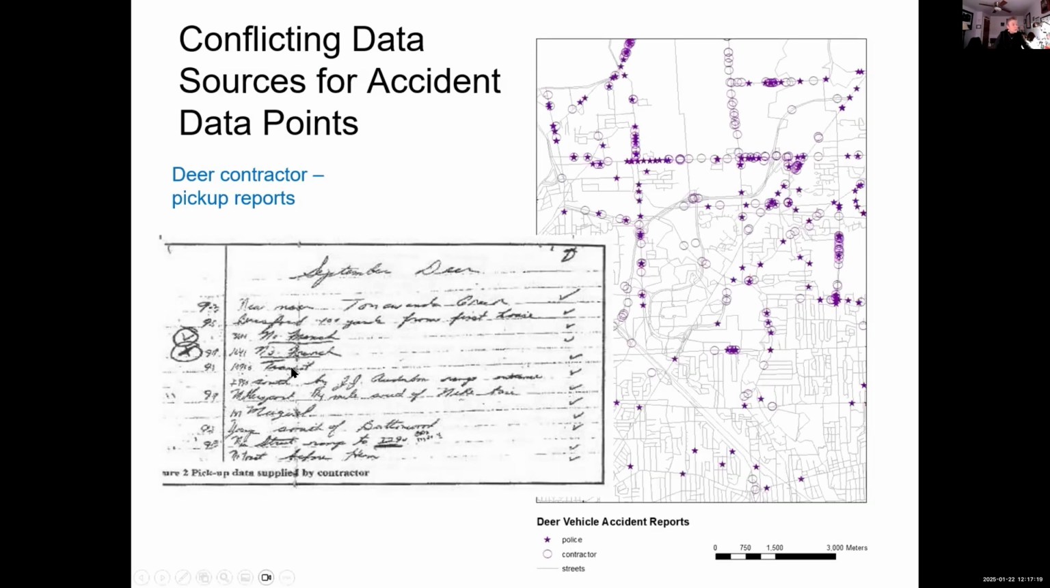And when you put them together, the stars are the police blotter reports. You can see that they're very prominent and prevalent in the southern part of Amherst, but as you get up farther north, up into this open space in agrarian, this is mostly contractors. The circles are contractors. And some places they coincide and they match up, but some places they don't.